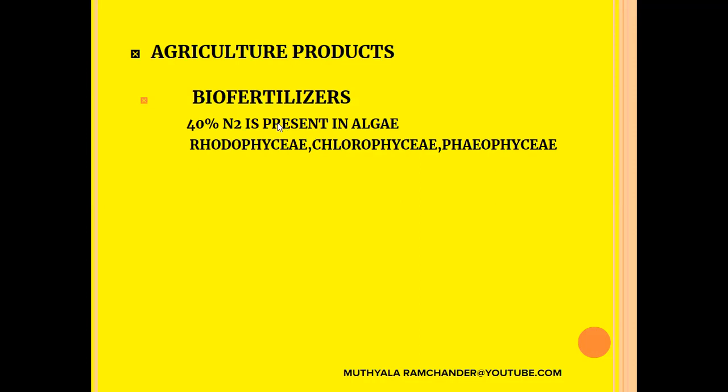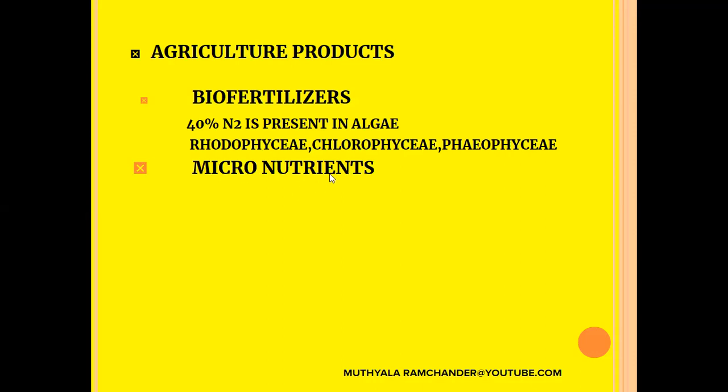Which algae are used as biofertilizers? Rhodophyceae, chlorophyceae, phaeophyceae. Every alga contains more than 40% nitrogen. Nitrogen is the major element for all types of plants or crops. If we use rhodophyceae, chlorophyceae, and phaeophyceae algae as biofertilizers, the crops are good. They produce a good harvest without any chemicals.